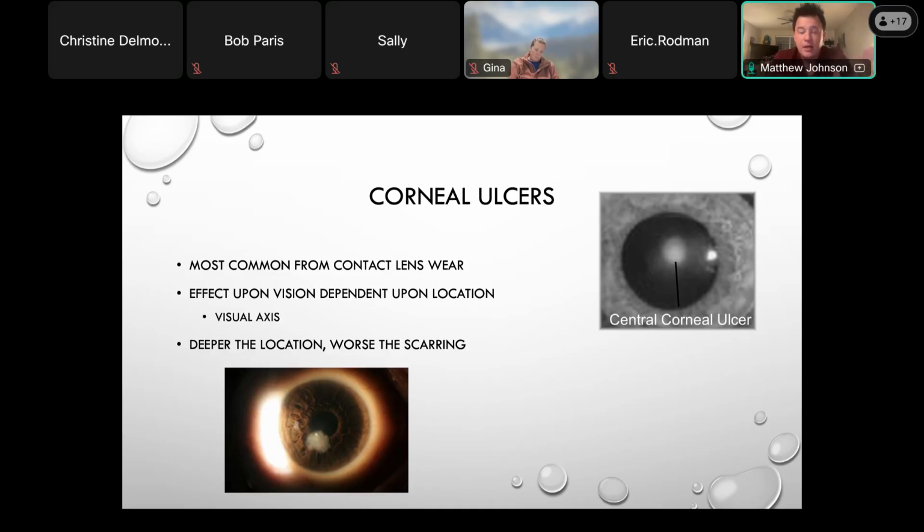So if you're sleeping in your contacts, if you're not changing them as recommended, you are at risk for corneal ulcers. They generally cause scarring because they go deep fast. They start in the epithelium and then go deeper into the eye. It's a bacteria eating away the cornea, so the deeper the location, the worse the scarring. If the scarring is near the visual axis where the macula goes through, your vision is dramatically reduced. So again, we don't see it as much from contact lens wear, which is a great thing.